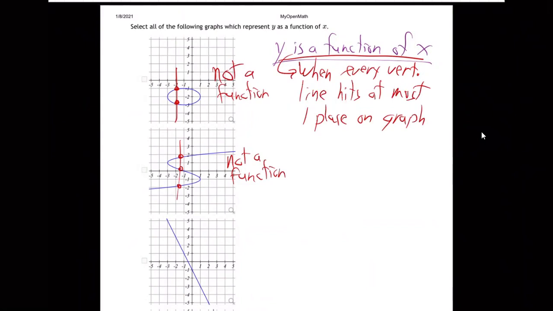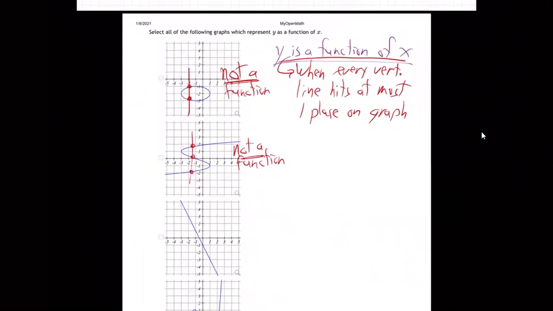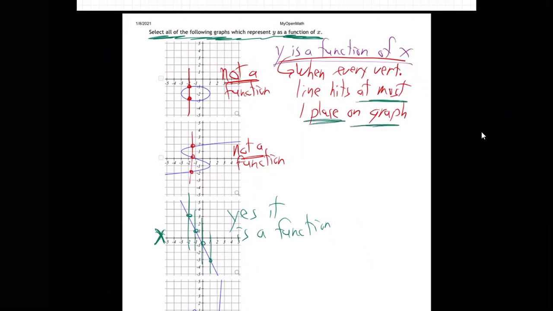That's the rule. So the first one's a no, the second one's a no, but the third one's a yes. See the third one? Every vertical line only hits one time. Yes, it is a function. So we would check that box. It wants you to select all of the ones which are a function. So I would select this one. This one's a yes. Why? Because every vertical line only hits the graph at most one place.